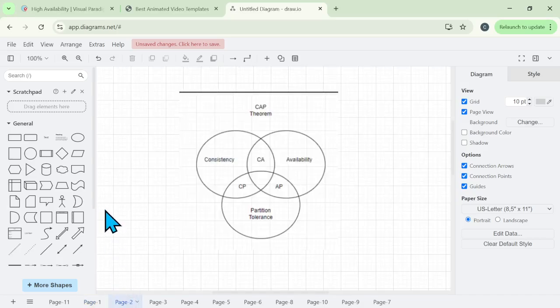So on the image, we can see this is the CAP theorem, where we have consistency, availability, and partition tolerance. Consistency is the fundamental property in system design. It ensures that every user sees the same up-to-date data, no matter where and how they access it. In the world of distributed systems, it plays a critical role in maintaining trust and correctness. It's one of the three pillars of the CAP theorem: consistency, availability, and partition tolerance. You can only guarantee two of the three at a given moment.